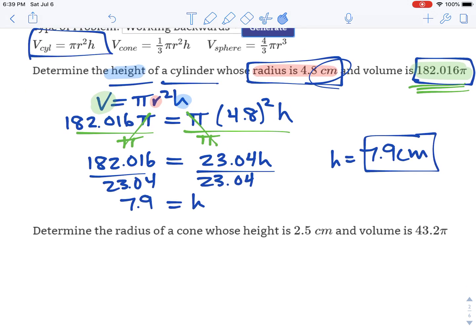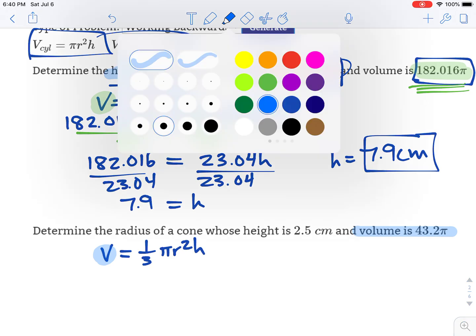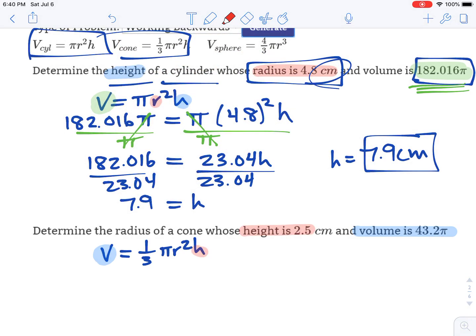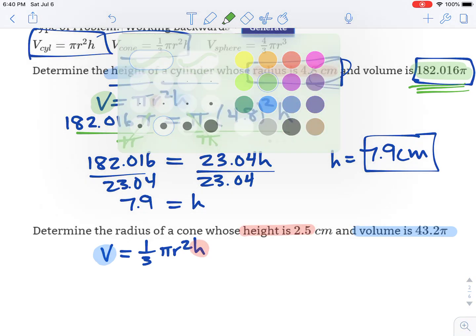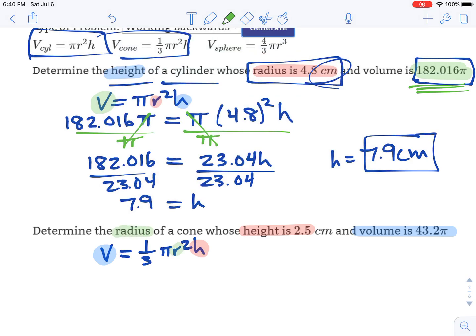The radius of a cone. So now we're going to use the cone formula, which has the 1/3 in front, because a cone's volume is 1/3 of a cylinder's volume of the same height and radius. So what we're going to do here is we're going to plug in again what we're given. We're given the volume is 43.2 pi. We're given the height this time, and we actually don't have the radius. So we're going to leave that as r, and we're going to solve for that.